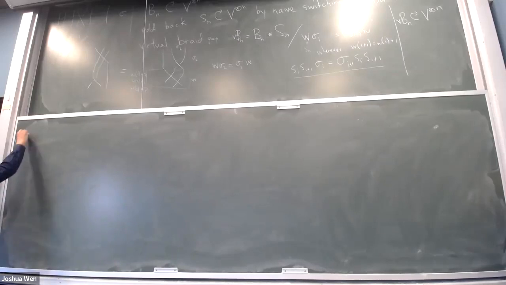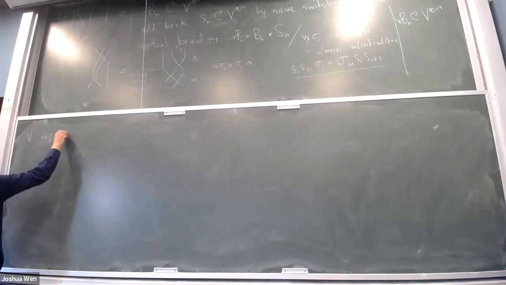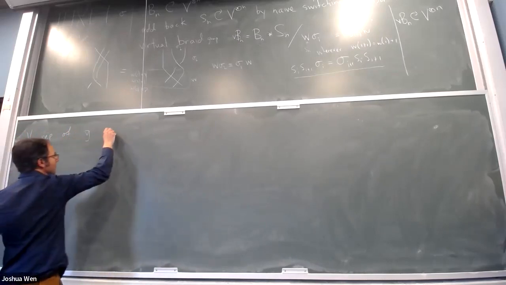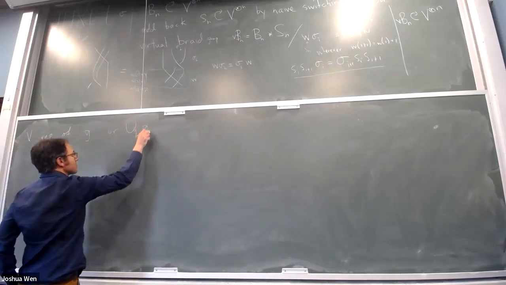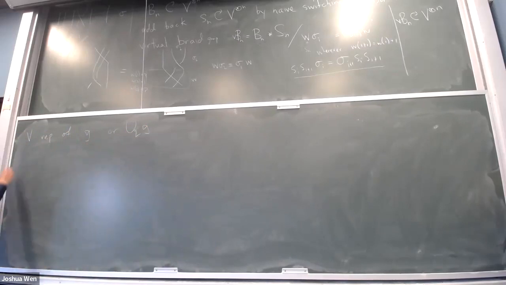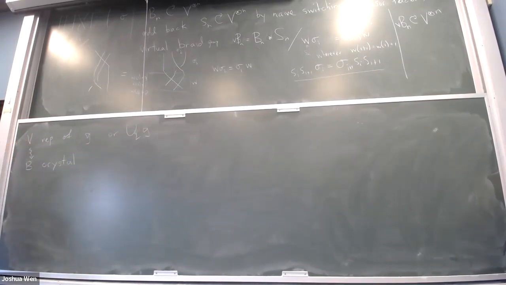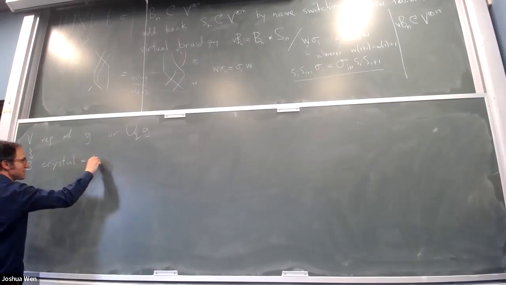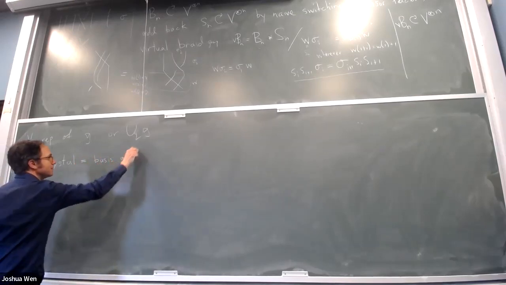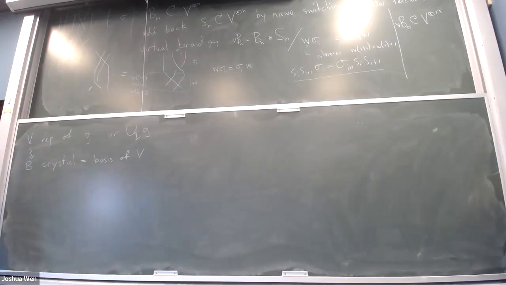given a representation, maybe of G, there's a way to construct a purely combinatorial object called a crystal, which I'll define in a second, which encodes a lot of the structure of the representation. Roughly speaking, it's a set which indexes a basis for the representation. As a first approximation, you could say it's a basis. Let me give the formal definition.